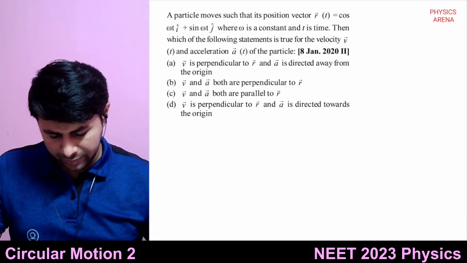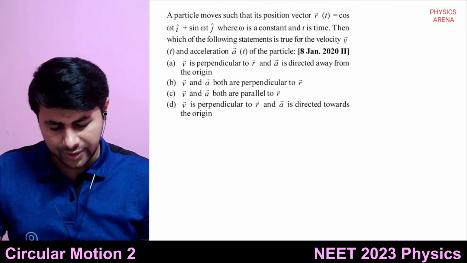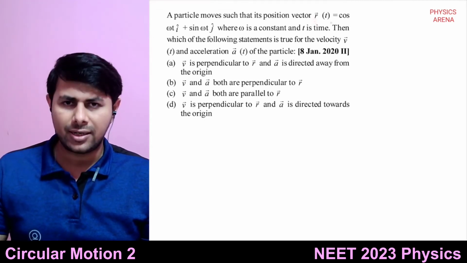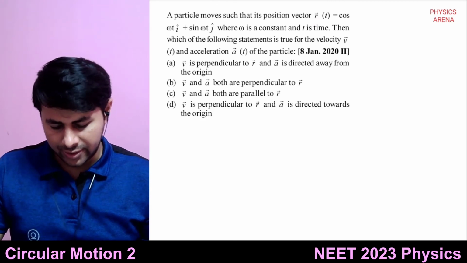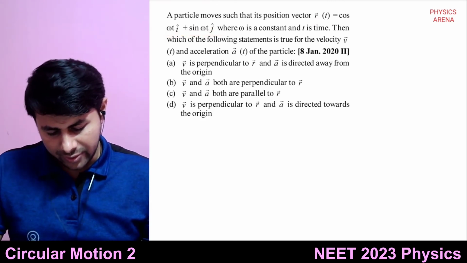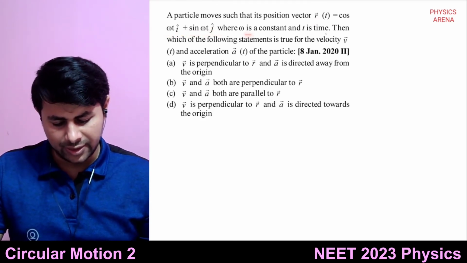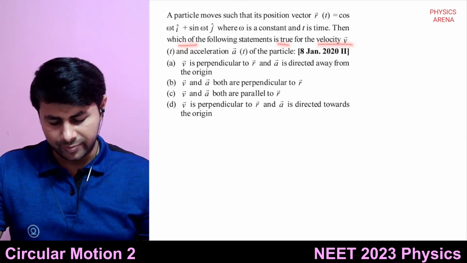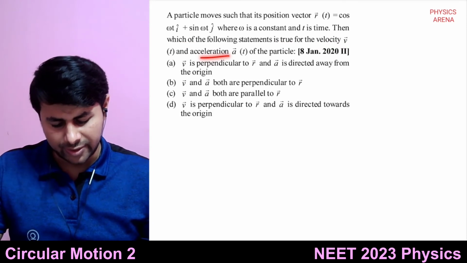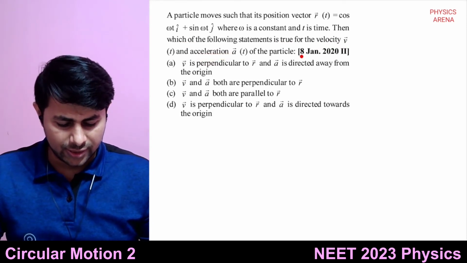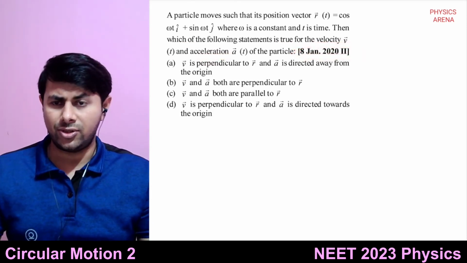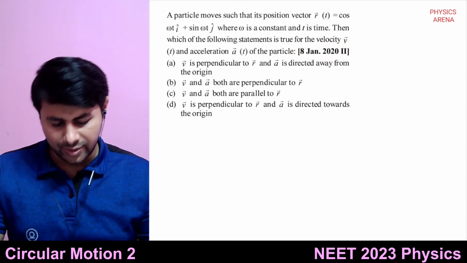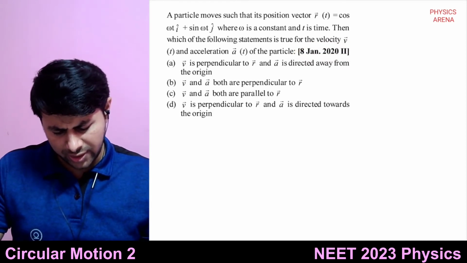Next question. A particle moves such that its position vector r at time t is again the same thing, where omega is constant and t is time. Then which of the following statements is true for velocity v bar and acceleration a bar of the particle? So see, this is from JEE, this is not from NEET, but it is a similar question. Or is it the same question?